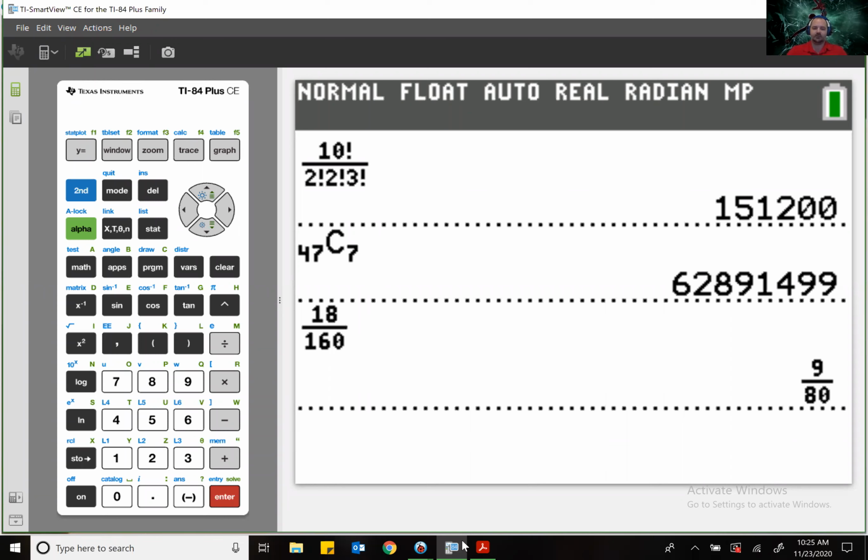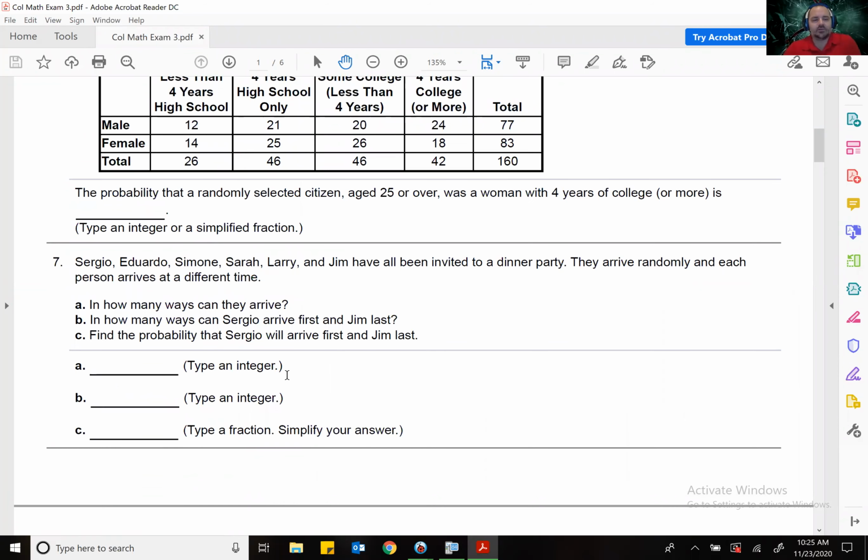Number 7. All right. Sergio, Eduardo, Simone, Sarah, Larry, and Jim have all been invited to a dinner party. They arrive randomly, and each person arrives at a different time. So this one is a 4-parter. Hopefully this one looks and sounds familiar. So we've got 1, 2, 3, 4, 5, 6 people.